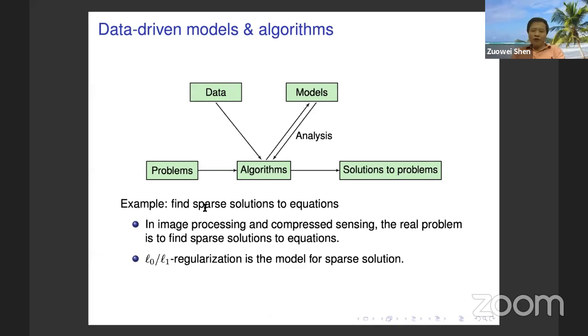But many people focus on L1, L0 minimization. L0, L1 minimization is not, say, finding a sparse solution. It's a model to find a sparse solution in some sense. So if you think about wanting to find a sparse solution, instead of thinking about the L1, L0 minimization, you will look at it differently.